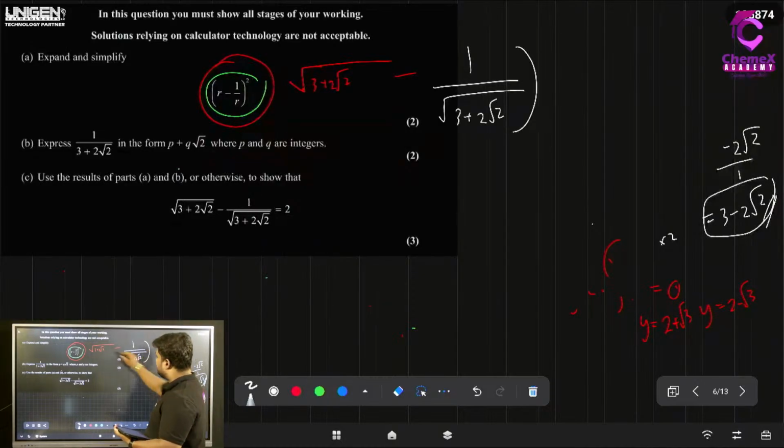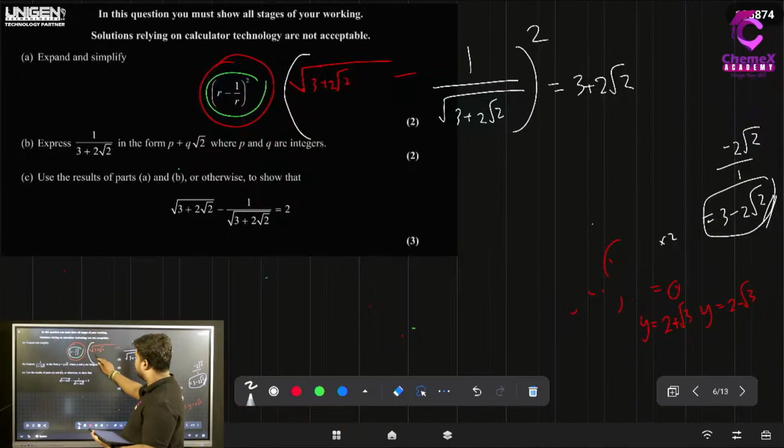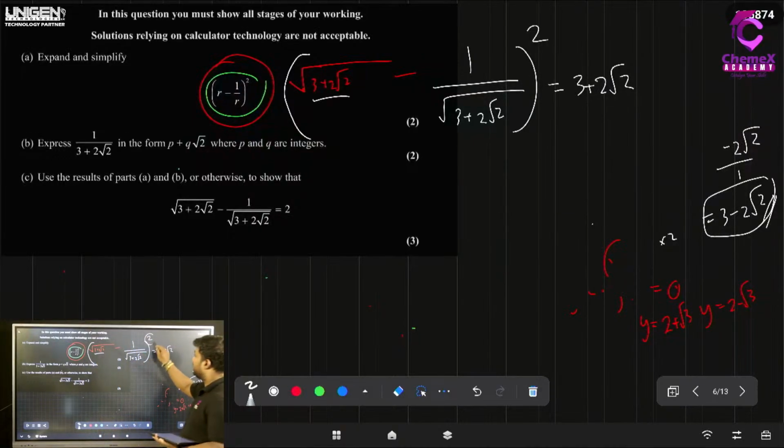I'm going to square this whole thing. So if I square this whole thing, what do I get? This into this is going to be r squared, right? When r squared happens, you get 3 plus what? 2 root 2. Same thing. Because when you multiply this same term with another of it, because it's squared, you get that. Then next term is what?